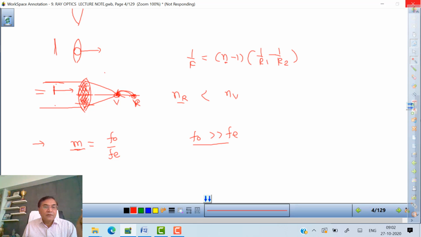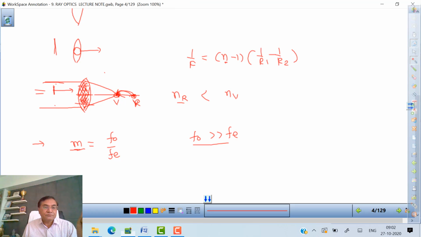Yes. And then magnification of a microscope: M is equal to L upon FO into D upon FE.